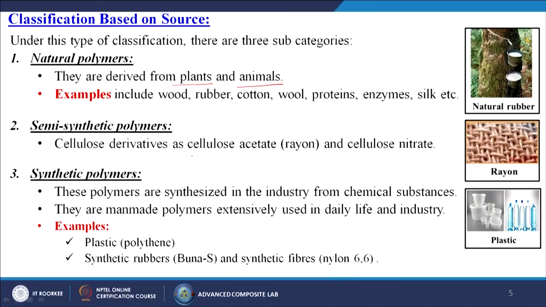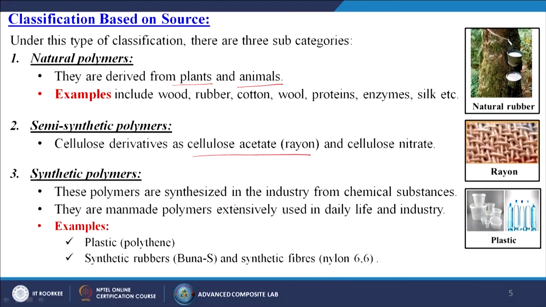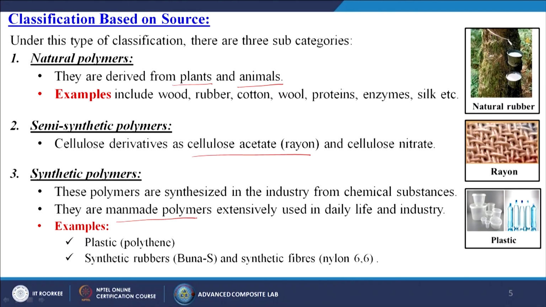Now, semi-synthetic polymers are generally cellulose derivatives such as cellulose acetate, which is known as rayon, and cellulose nitrate. There are some synthetic polymers also. Synthetic polymers are synthesized in industry or the lab from chemical substances. So, mainly we prepare this kind of polymers as per our requirement. They are man-made polymers extensively used in daily life and industry. Examples are plastic, polyethylene or polythene, synthetic rubbers like Buna S, and synthetic fibers like nylon 66.